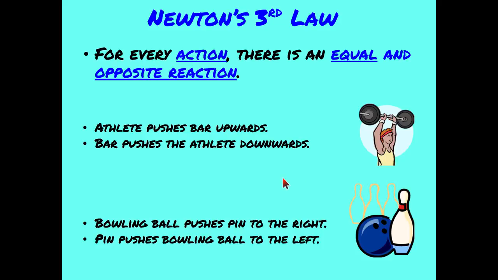And the bowling ball pushing the pins to the right, and the pins pushing the bowling ball to the left. You can see that if you've ever been bowling before. You can see what happens to the bowling ball once it strikes the pins. Now you can throw a bowling ball with great enough force to where it doesn't look like it's changing the trajectory of that ball very well, but if you roll it slower, you can most definitely see the pins changing the direction of the ball.